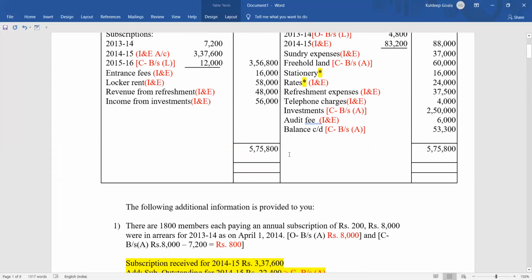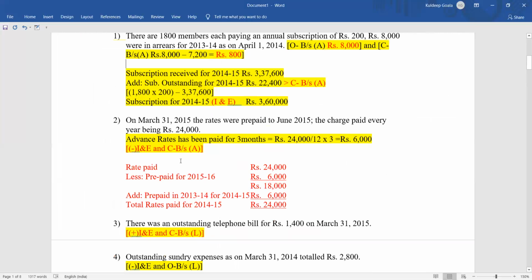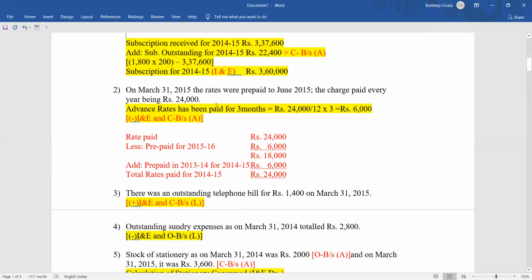which is left. It is over on the payment side. Let's see what is in the payment side. It will come in the income side that we have already seen. Then coming to the next one, it will come in the prepaid, that is over. Now in rates, remember one more thing, that is last year's advance, that is prepaid in 2013-14 for 2014-15. This 6,000 will come in the opening balance sheet, the 6,000 which you have paid last year. It will come in the opening balance sheet asset side.